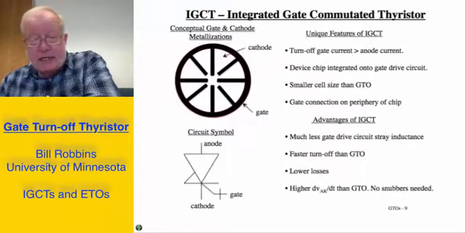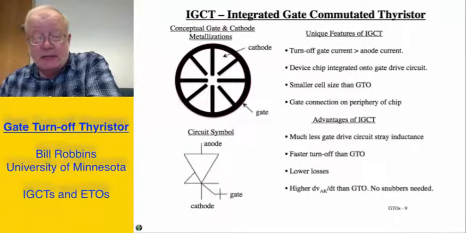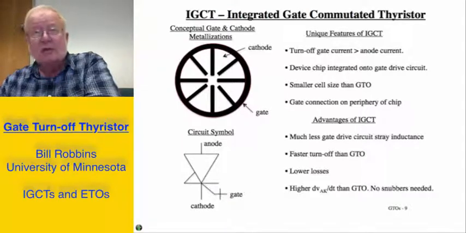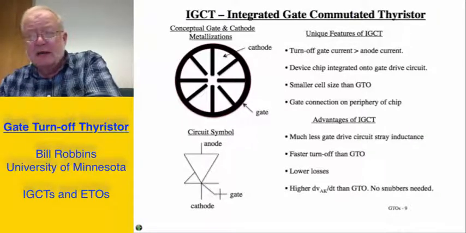Going to the IGCT, or integrated gate commutated thyristor, its unique features are, first of all, that the turnoff gate current is equal to or even greater than the anode current. The device chip for the GTO is integrated into the gate drive circuit. That is, it's put directly on the circuit board that has the rest of the external drive circuit. The cell size of the IGCT is somewhat smaller than the GTO to increase the amount of interdigitation and shorten the distance between the center of the gate and the center of the cathode metallizations.